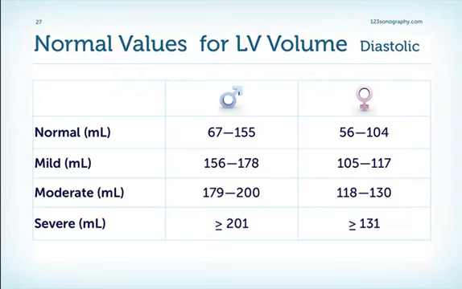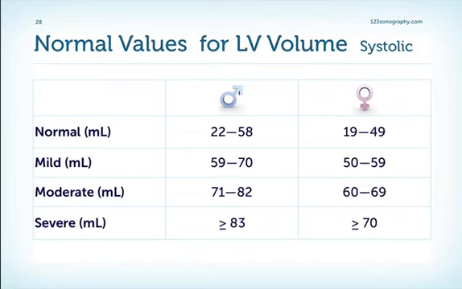These are the end diastolic volumes of the left ventricle for males and for females. You can see that the volumes are obviously larger for males than females, and that there's a fairly large variation in the size of the left ventricle. In addition, you will see that a volume above 200 to 250 denotes a severely dilated left ventricle.